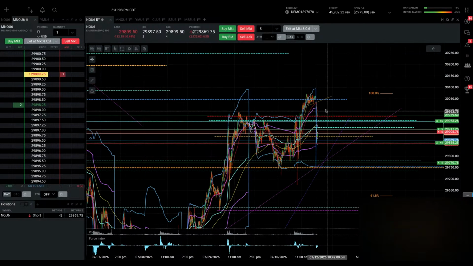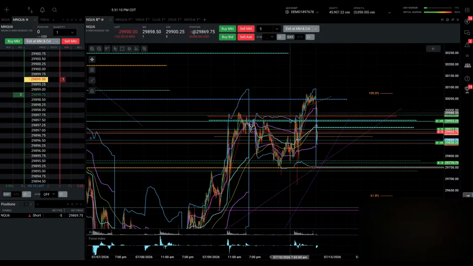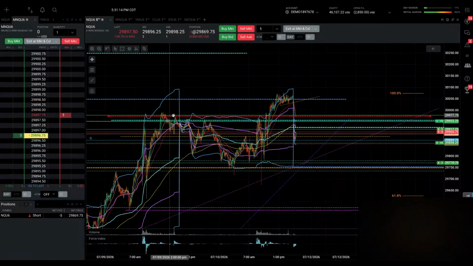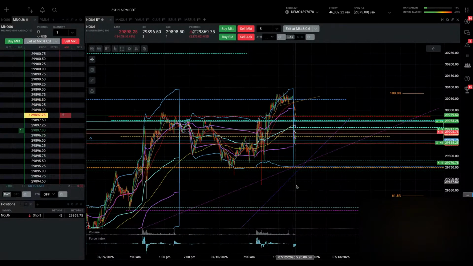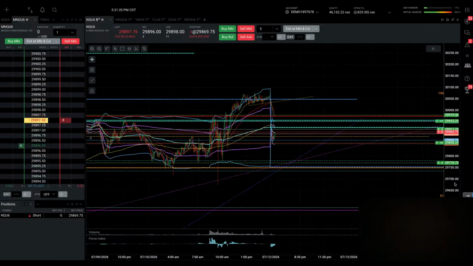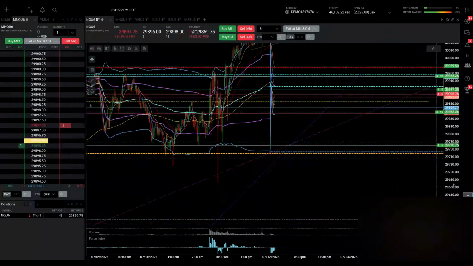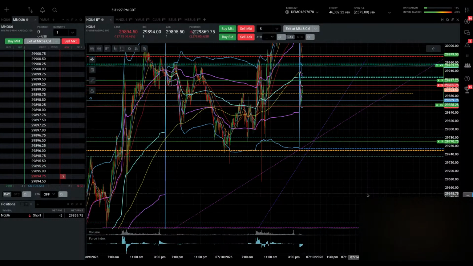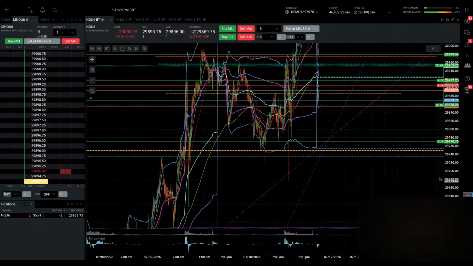Now I do see a flat top here. Typically we like to go past these flat tops. However, we do have a larger M shape here, so that is occurring as well currently.